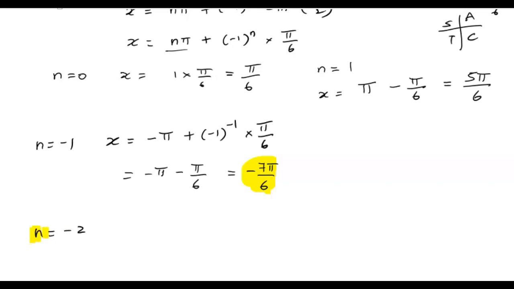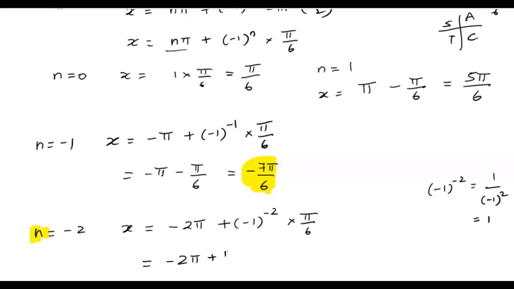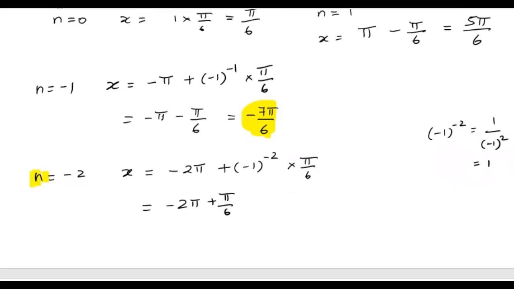Then I substitute my value for n as n equals minus 2. x is going to be equal to minus 2 pi plus minus 1 to the power of negative 2, times pi on 6. Think about this: minus 1 to the power of negative 2 is same as 1 over minus 1 to the power of 2, which is simply going to result in a positive 1. So which means we're going to have minus 2 pi plus pi on 6, which simplifies as minus 11 pi on 6, and that gives us our fourth solution for this particular question.